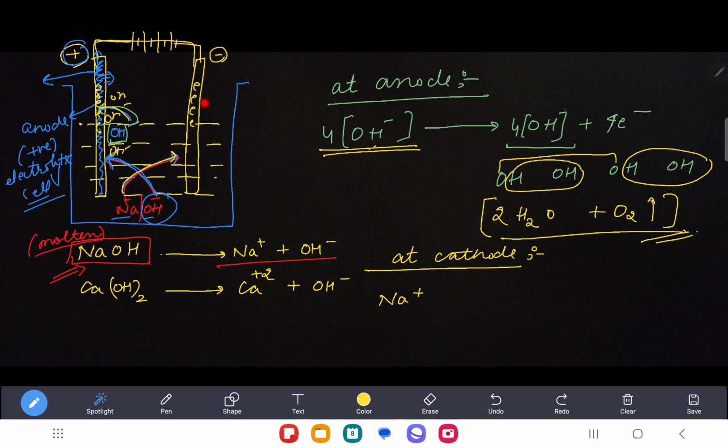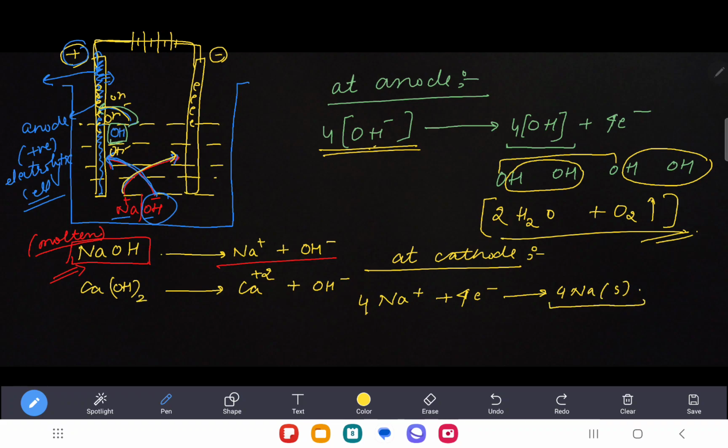Because it reaches the negative rod, this rod becomes negative. So Na plus gains 1 electron. I should send 4 Na because I have to make both the rods neutral in one cycle. So what is happening? 4 Na plus gains 4 electrons, becomes 4 Na, solid.